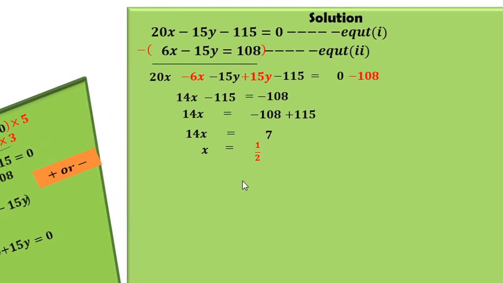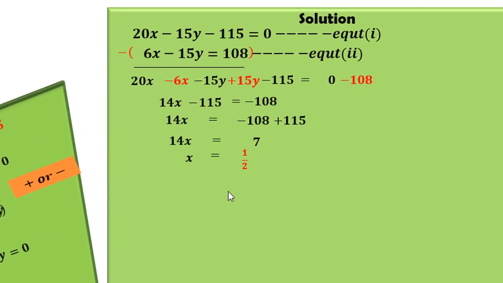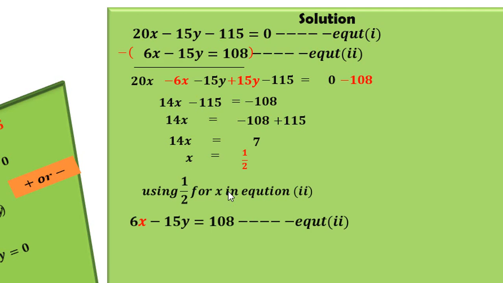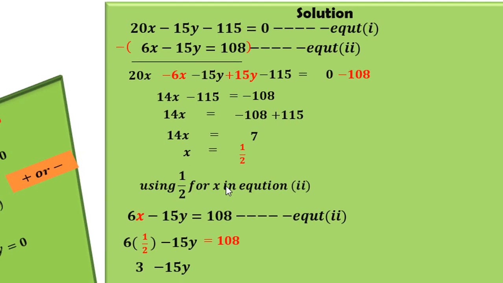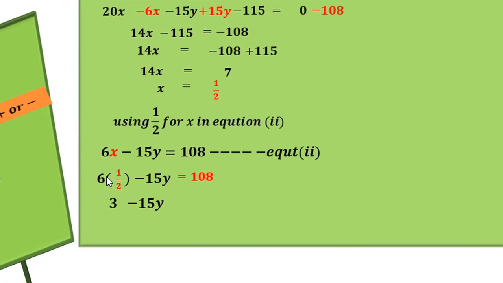I think I'm not too fast. I want to believe you understand what I did there. So using 1 over 2 for x in equation 2, equation 2 says 6x minus 15y equals 108. So using half for x in equation 2, that's going to be 6 into half minus 15y equals 108. When you simplify this, 6 multiplied by half is 3, minus 15y equals 108.